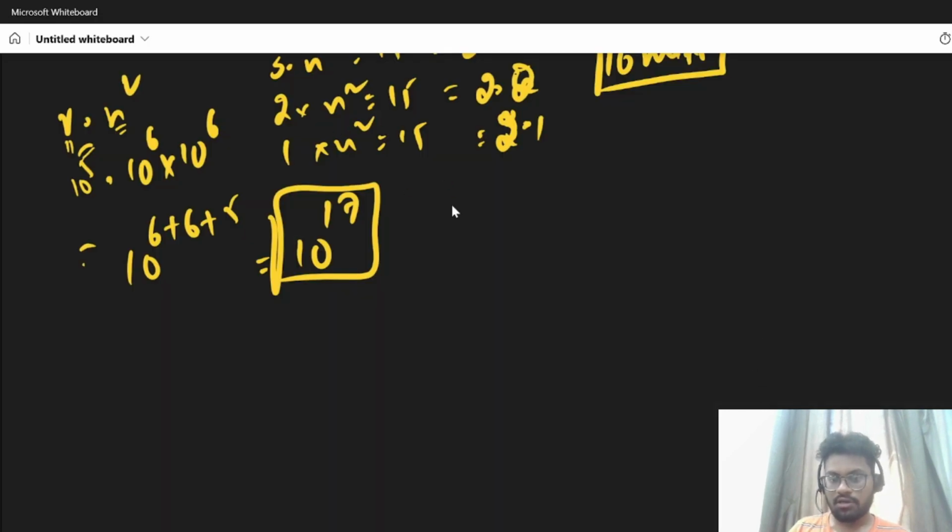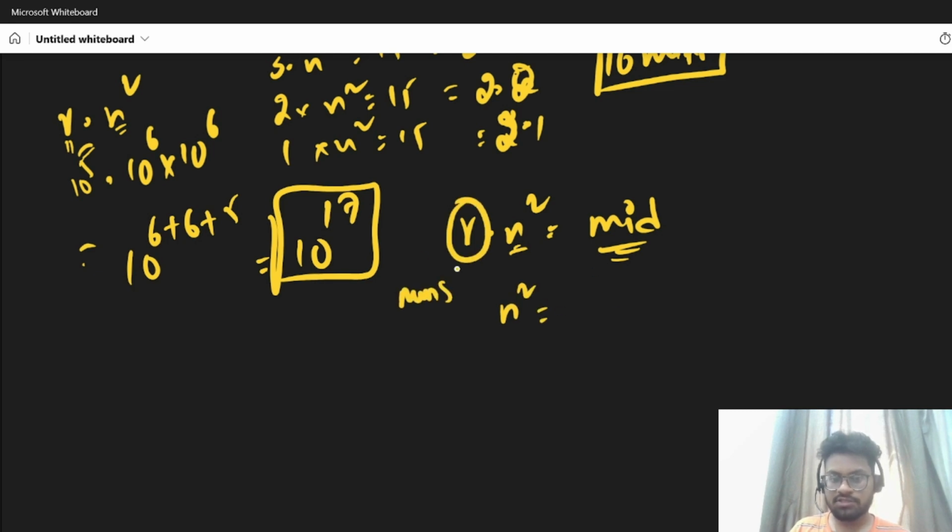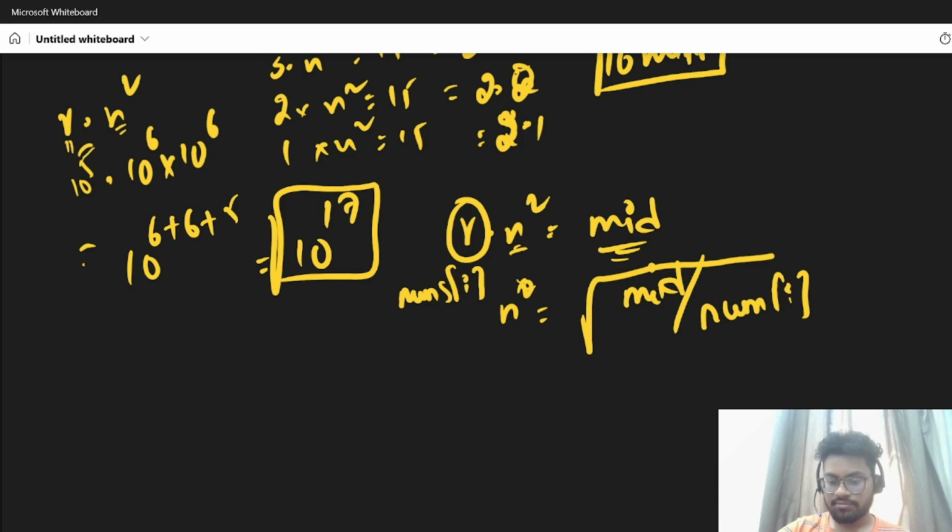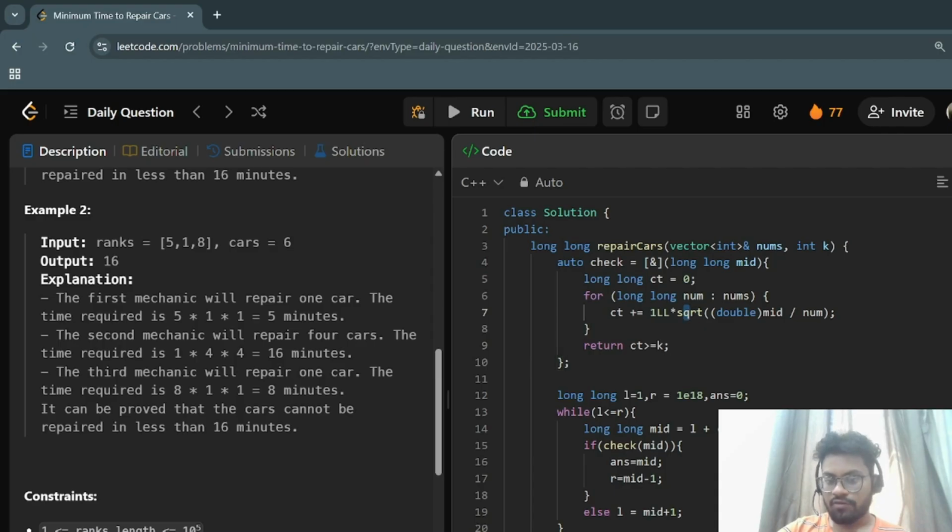As we are using r times n square is equal to mid, this is the elements. In order to find n square, what is this? This is the minutes, for a specific repair, of nums of i, and in order to get the number of cars, we just need to square root it. So that's what we did: square root of mid by nums, which is basically nums of i.